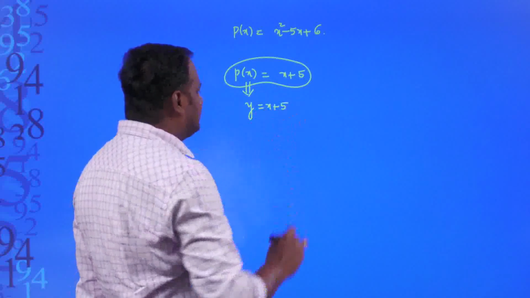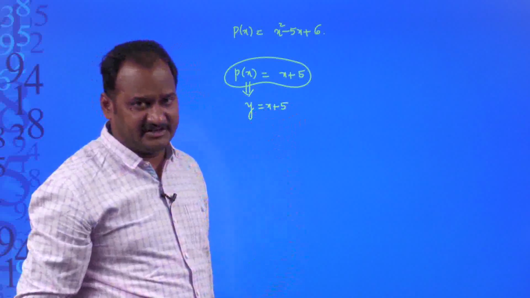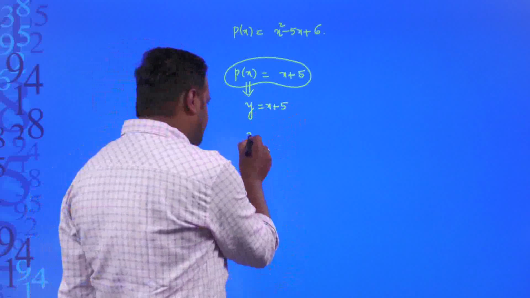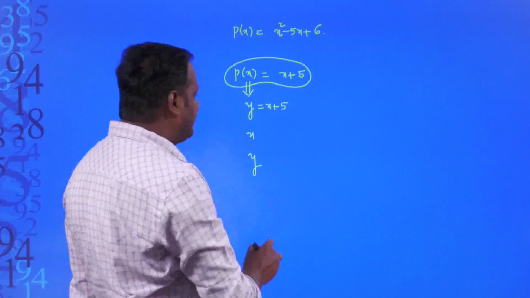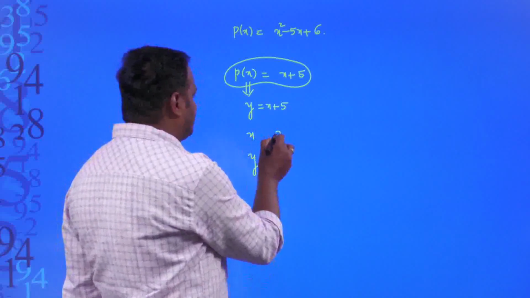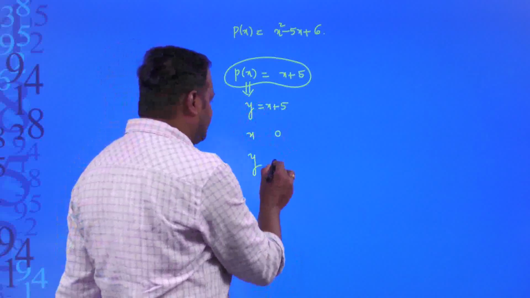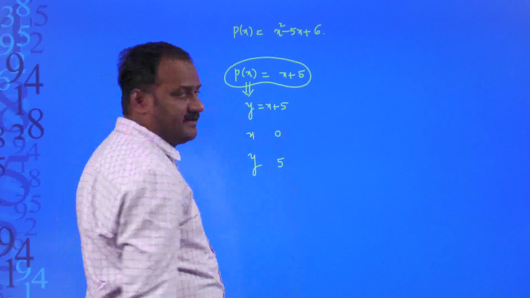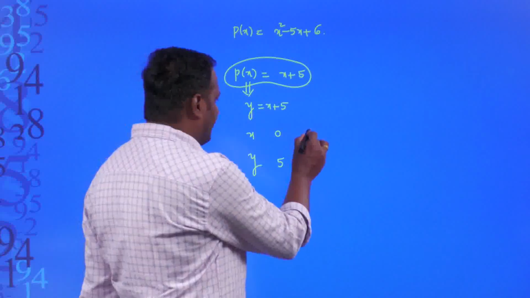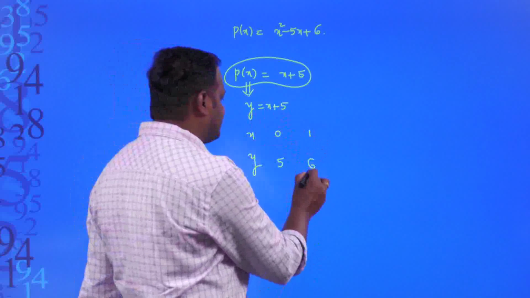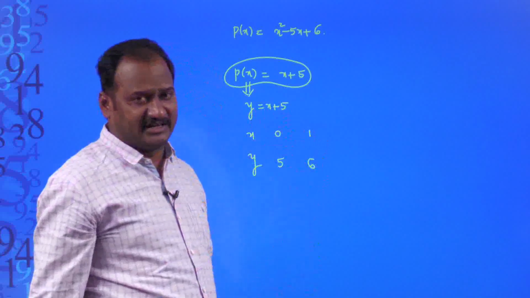In order to draw this y is equal to x plus 5 on the graph sheet, I need at least 2 points, right. So I am taking the points x and y. For example, I will take x is equal to 0. If I take x equal to 0, then 0 plus 5 is equal to 5, that is the value of y. And if I take x is equal to 1, then I get the value of y as 1 plus 5 is equal to 6. I think these 2 points are enough to draw this.